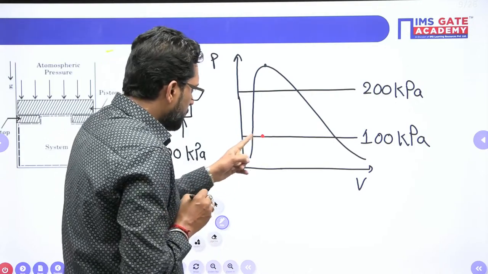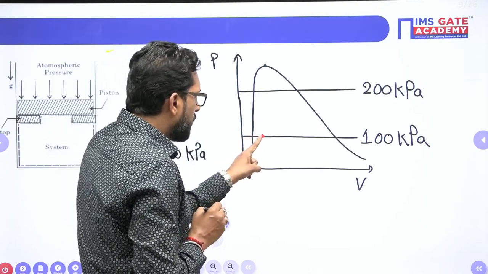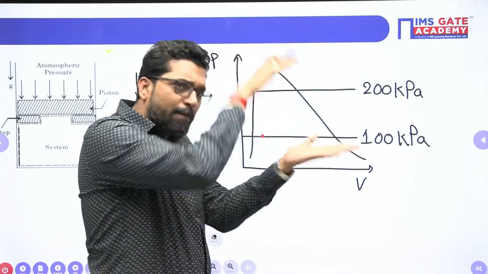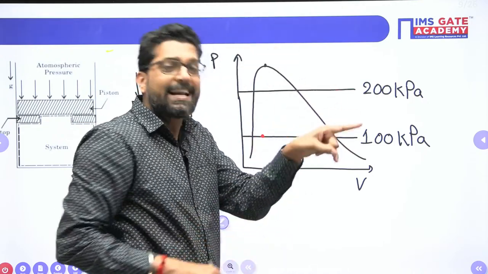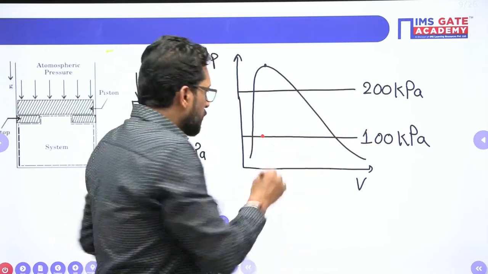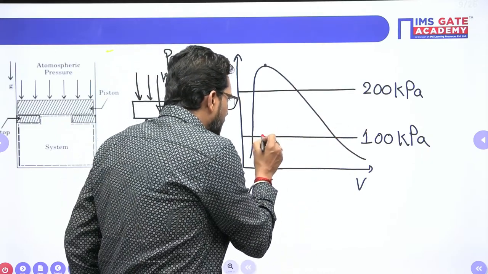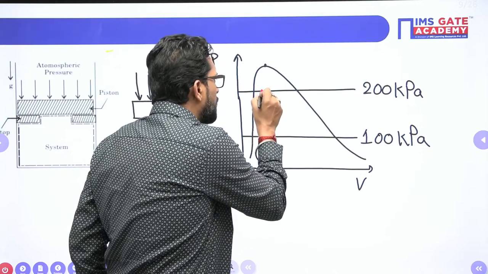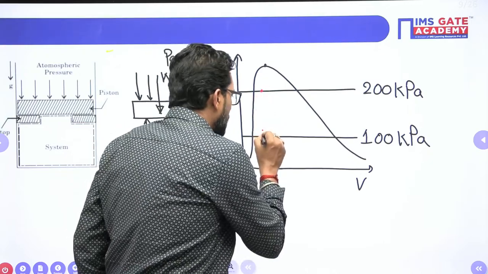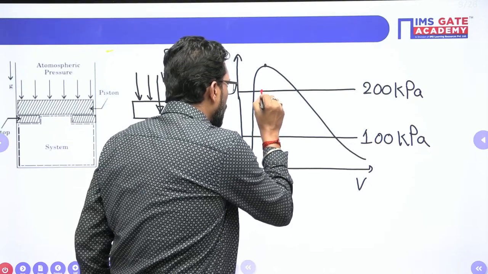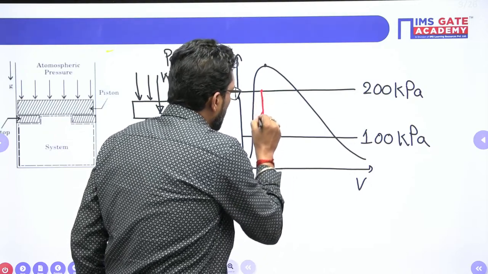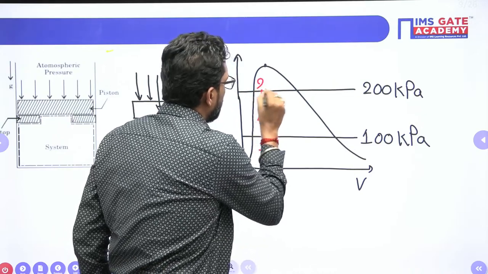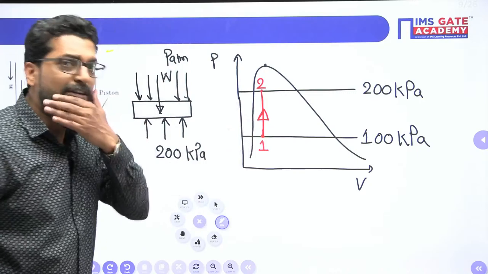And at 100, the piston will be tightly packed due to weight and atmospheric pressure. So once you increase the pressure, the piston doesn't move until it reaches 200. That means 1 to 2 must be a constant volume process.